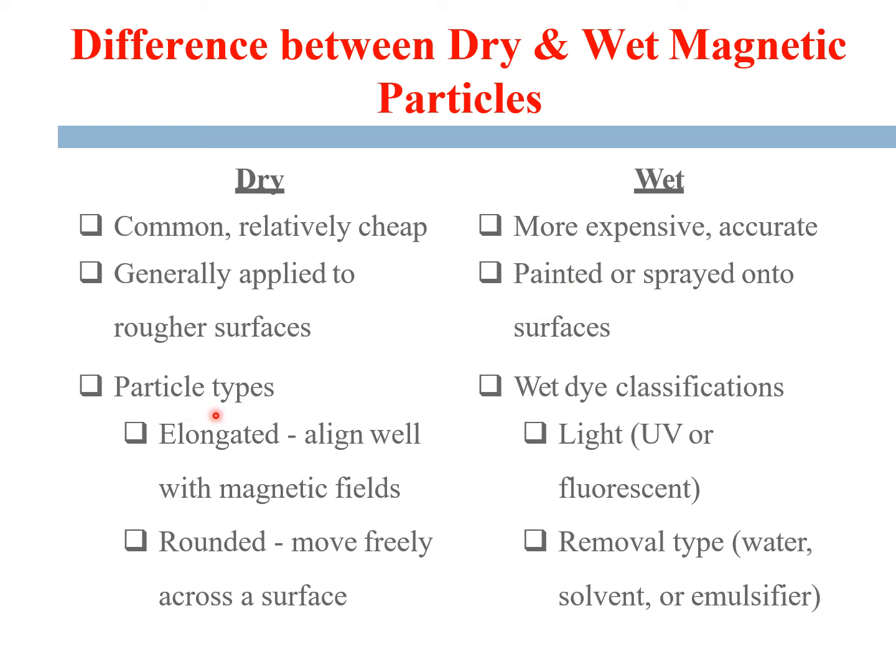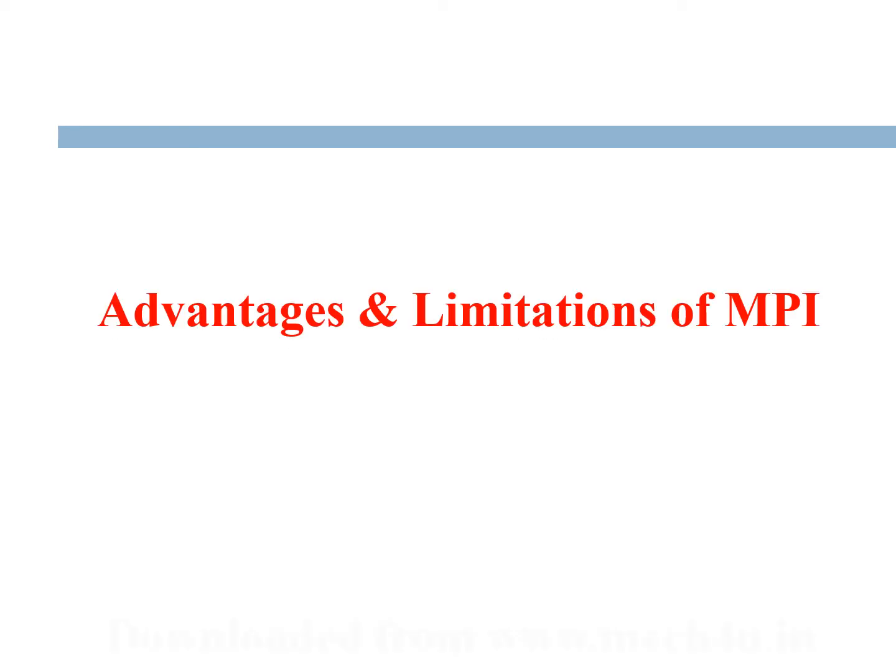The dry particle types are elongated, align well with the magnetic field, and are more rounded in shape. They can move freely across the surface. Whereas with wet particles, you have to use a lighting source. UV or fluorescent light should be used, and for their removal, water, solvent or emulsifiers have to be used.